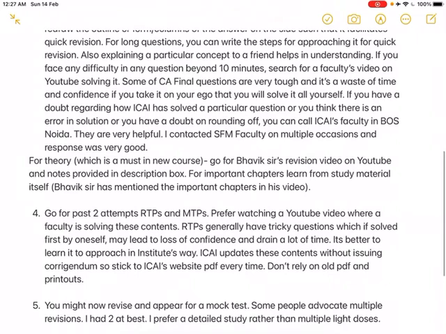If you have a doubt regarding how ICAI has solved a particular question, or you think there is an error in the solution, or you have a doubt on rounding off or any other doubt, you can always call the ICAI's faculty in BOS Noida. They are very helpful. I contacted SFM faculty on multiple occasions and the response was very good. There have been multiple instances where people have said that they don't pick up their phone and all. So you have to try repeatedly.